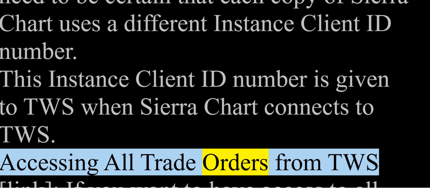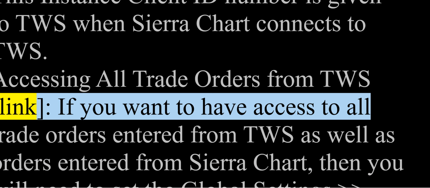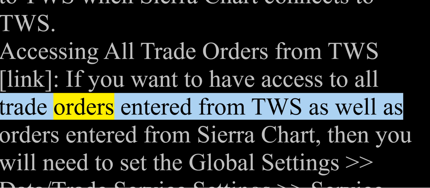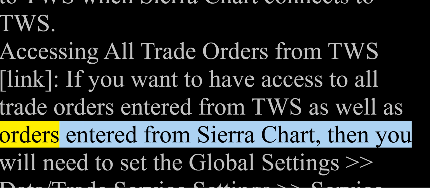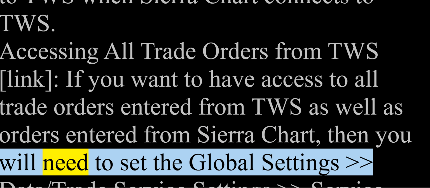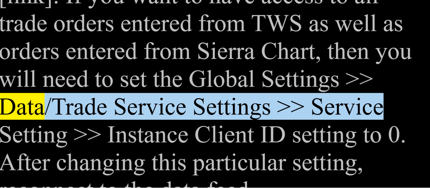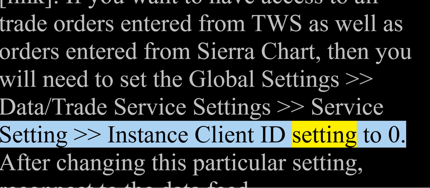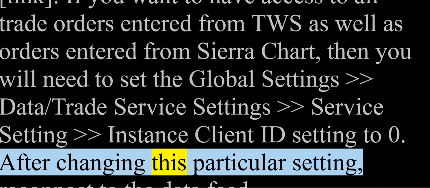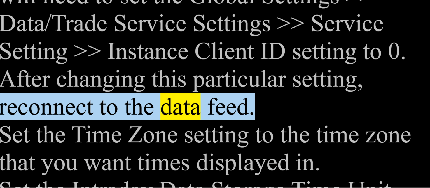Accessing all trade orders from TWS. If you want to have access to all trade orders entered from TWS as well as orders entered from Sierra Chart, then you will need to set the Global Settings, Data/Trade Service Settings, Service Setting, Instance Client ID setting to 0. After changing this particular setting, reconnect to the data feed.